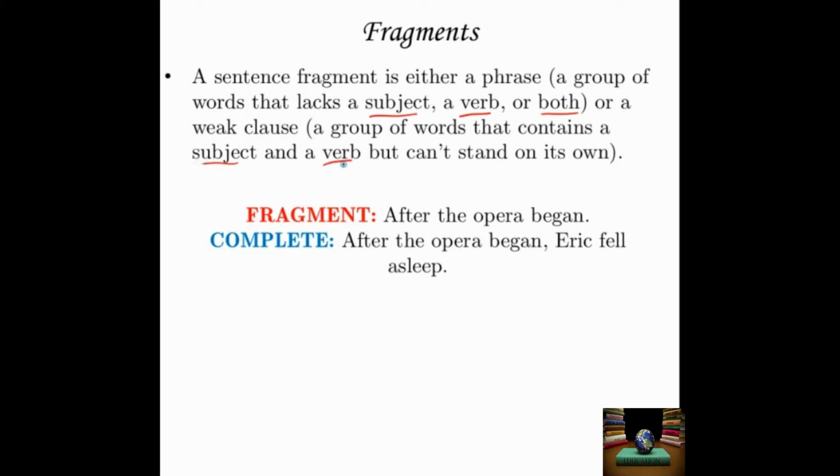So here's a fragment. After the opera began. Okay, that's a weak clause. It's a dependent clause. We've got a subject and a verb, opera and began, but if you walked up to someone on a subway platform and said, after the opera began, they'd look at you like you were crazy. Whereas if you walk up to them on a subway platform and say, after the opera began, Eric fell asleep, they may still look at you like you're crazy, but they'll at least understand what you said.